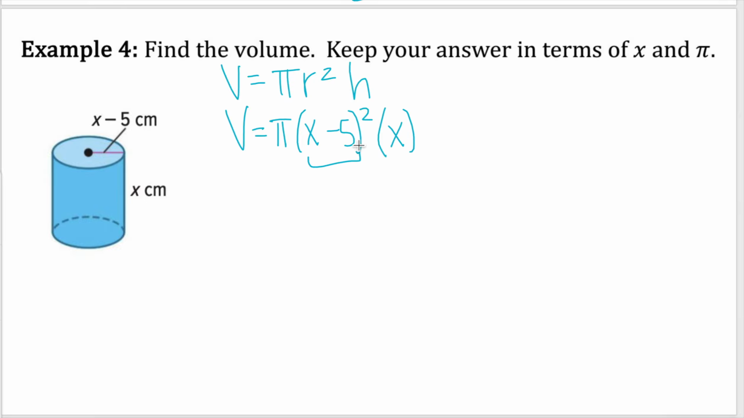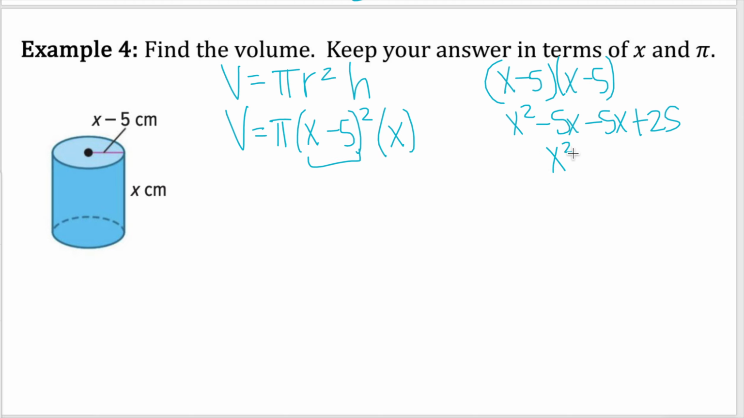So this x minus 5 squared, I'm going to show you this right here on the side. That's x minus 5 times x minus 5. So we're doing FOIL, first, outer, inner, and last. Combining like terms, I should get x squared minus 10x plus 25. So I'm going to put that here. x squared minus 10x plus 25.